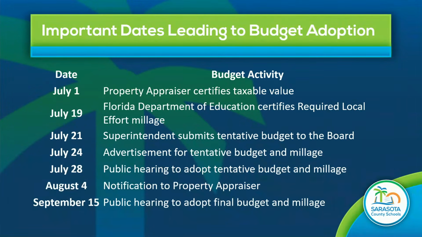But I'll close with some important dates leading up to the adoption. July 1, the property appraiser will certify the tax rolls. We'll get the required local millage from the Florida Department of Education on July 19th. We will submit a tentative budget to the board on July 24th. We will advertise that, and then we will adopt the tentative budget and millage on July 28th, and receive notification to the property appraiser on August 4th, and do our final budget adoption on September 15th. I'll hand it back over to you, Madam Chair.